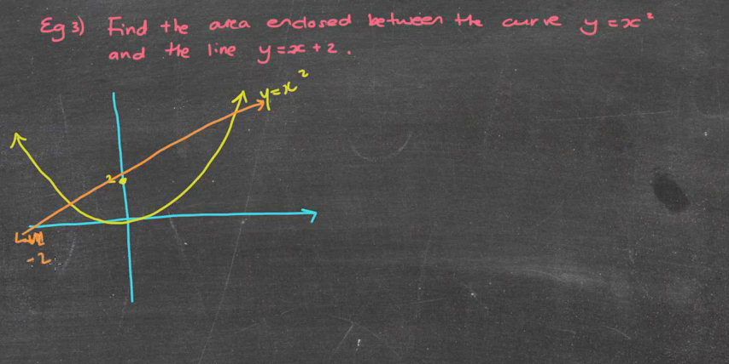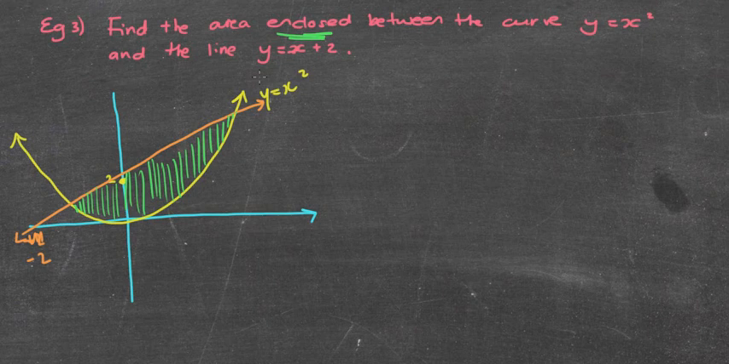So it says find the area enclosed between the curves. Well, where's the area? It's between the curves. It's between these two parts here. Okay, so it's between those two parts there. It's not between this bit here. It's what's been enclosed. That word enclosed is very, very important. Okay, so how do I do that?